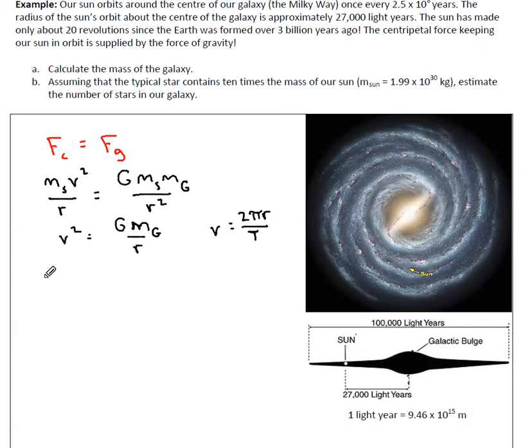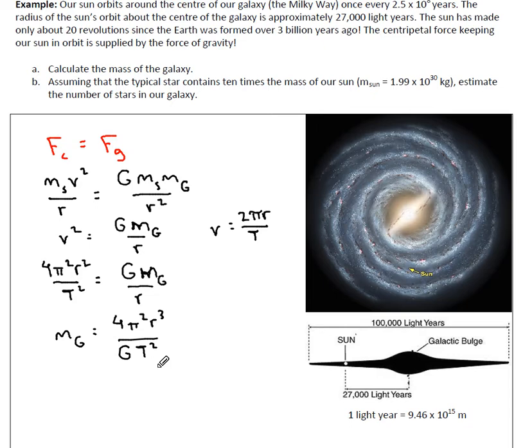And this becomes 4 pi squared r squared over T squared is equal to G M over r. So if we rearrange our equation for the mass of the galaxy, we end up with M equals 4 pi squared r cubed over the gravitational constant G times T squared.